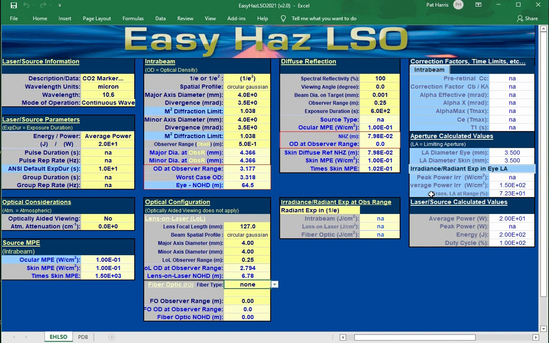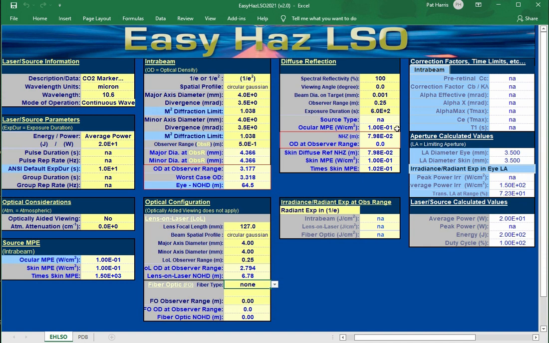Okay, all right. So let's take a look at our diffuse reflection. Worst case, 100% spectral reflectivity. The beam on target is small. It doesn't mean that we're trying to do a point source, because it doesn't matter. We're outside the retinal hazard region, so there's no such thing as point source or extended source. We're just keeping it small because it doesn't make a difference, so we don't need to change it. Observer range is 1/4 of a meter. Exposure duration is 600 seconds.